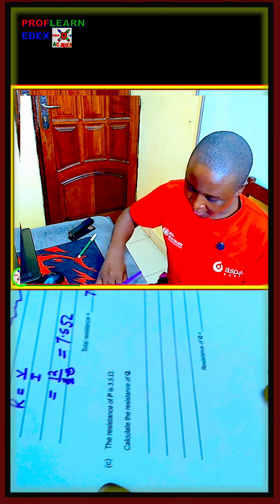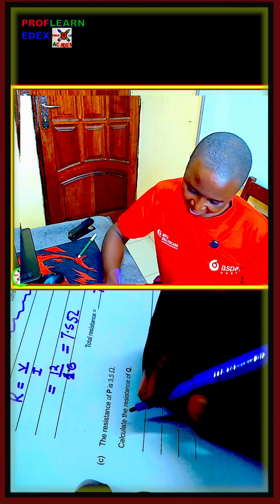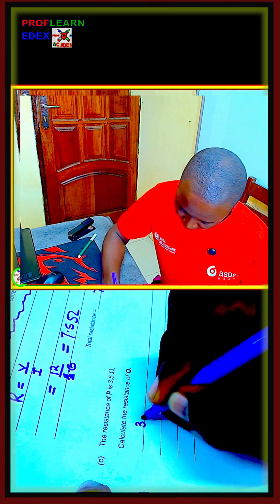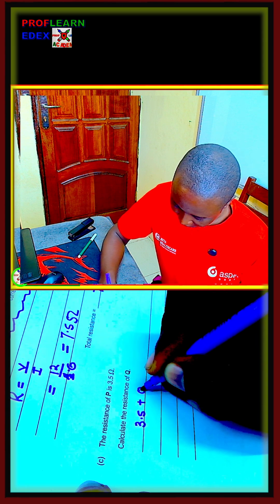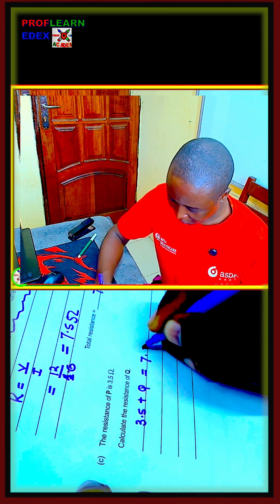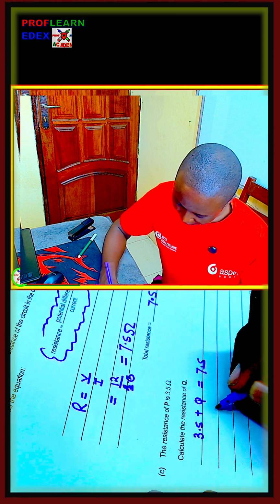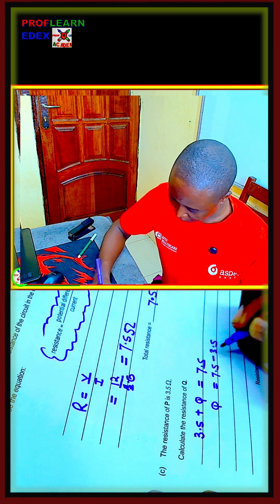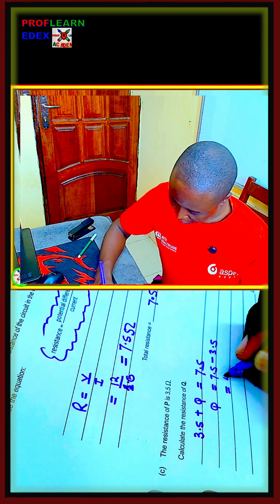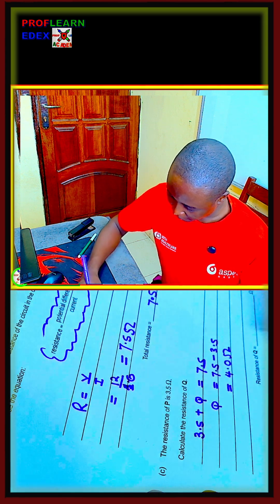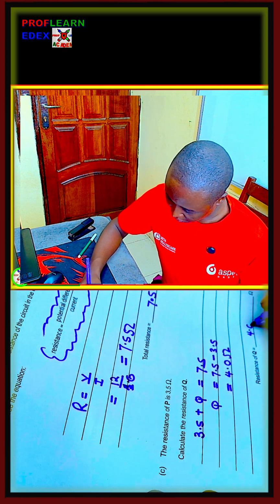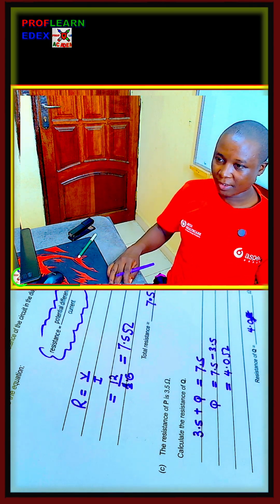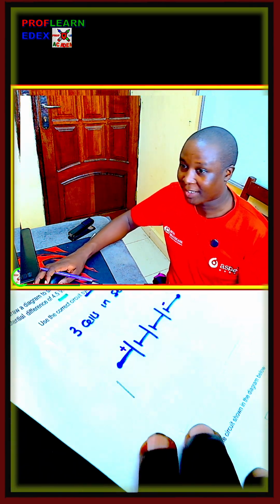So let's work it out so that the examiner can be happy. 3.5 plus the resistance of Q should give us 7.5. So Q is going to be 7.5 minus 3.5. If we subtract here, we get 4.0 ohms as the resistance. 4.0 ohms. Already we cannot write this because it's already written here, so don't make that particular mistake.